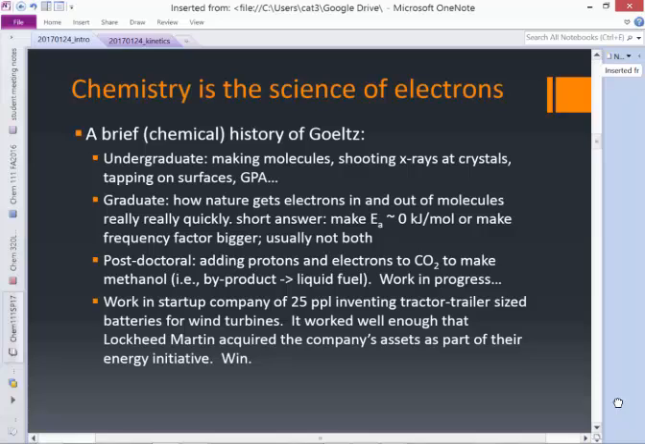I made some molecules. I shot X-rays at crystals. I tapped on surfaces with basically a record player that's the size of a couple of molecules. That was neat. I want to emphasize that my GPA was not that great. It was okay. But don't get super hung up if your GPA is not what you want it to be. It's not the end-all, be-all.